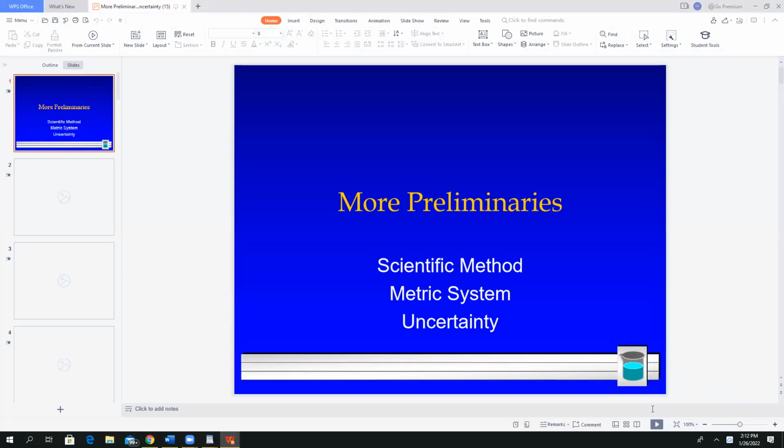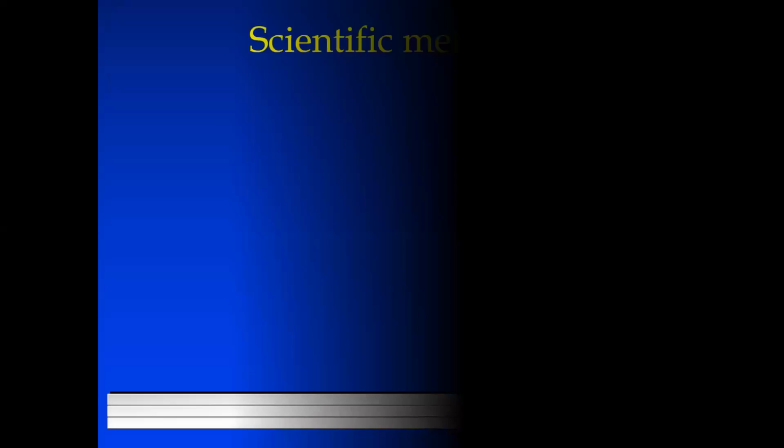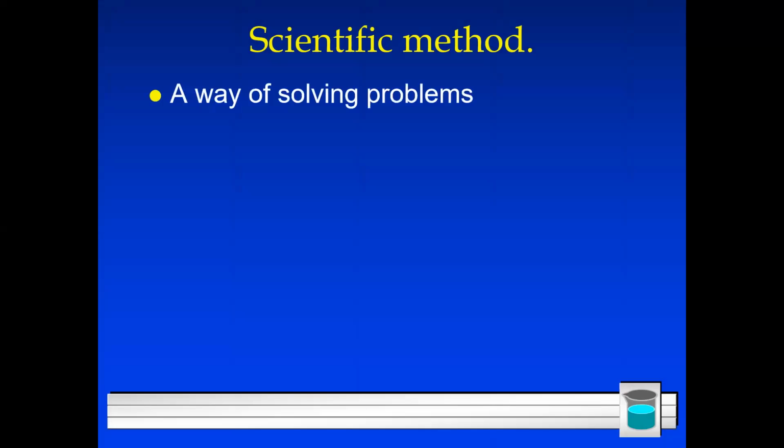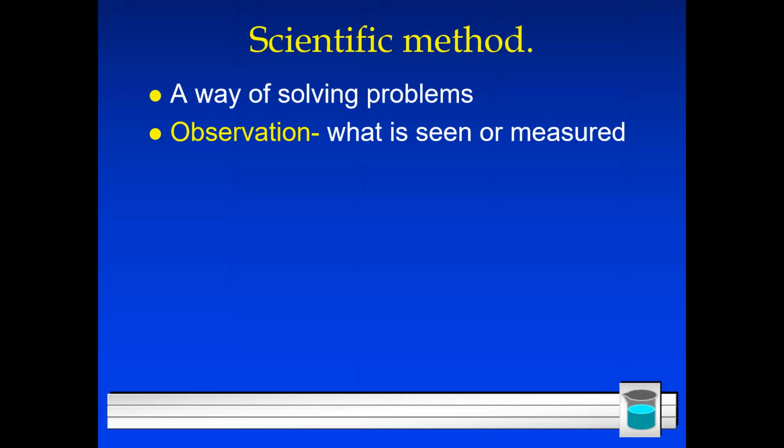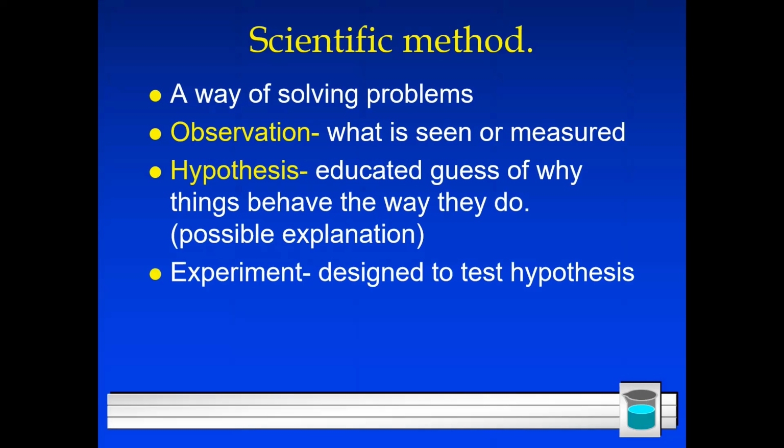There we go. Okay, so on the scientific method, we're going to look at this slide right here. We knew that it was a way of solving problems, so it's very similar to a problem-solving strategy. You always have an observation, and that is what you see or can measure. Hypothesis, notice the word educated. That means you have to do a little bit of research on it. An experiment is always designed to test the hypothesis, and it leads to new observations.